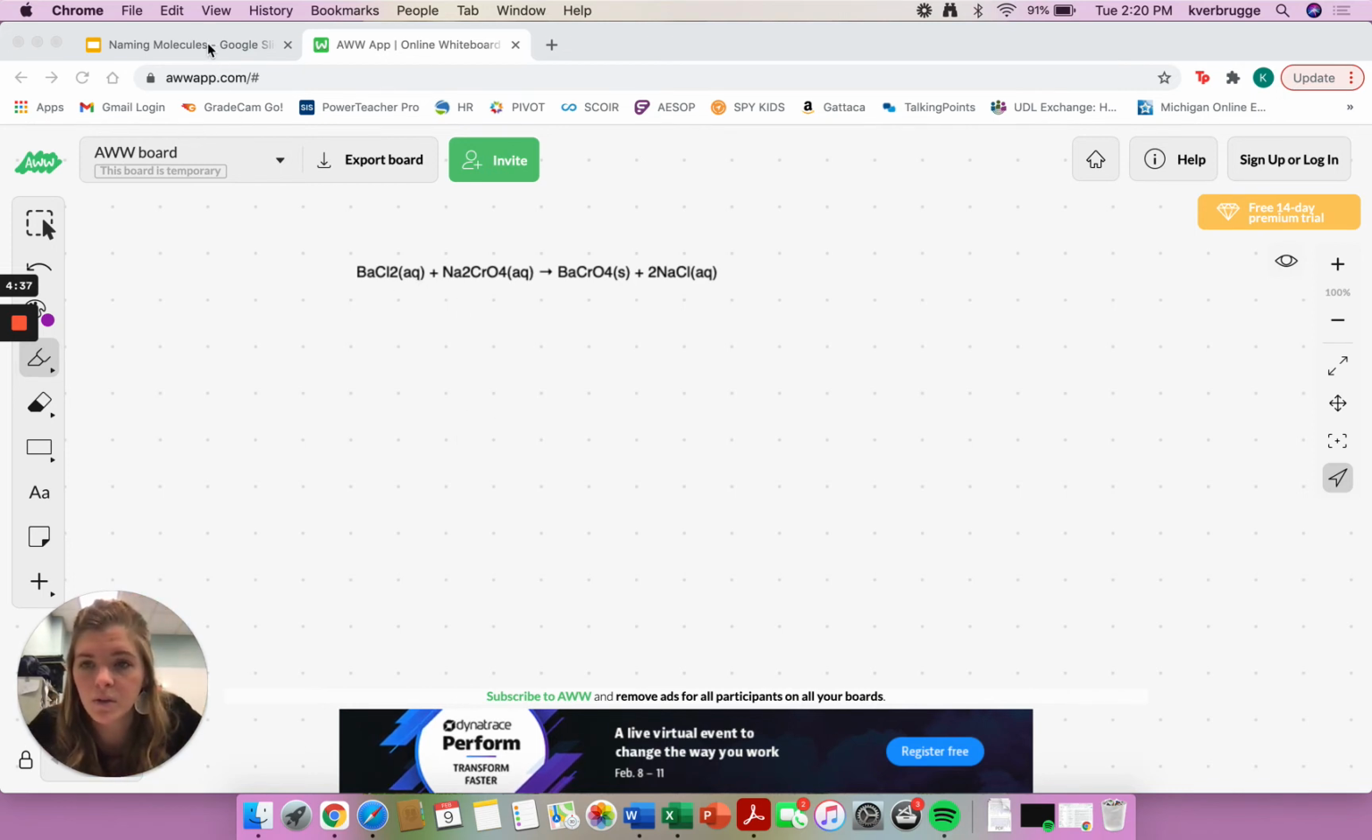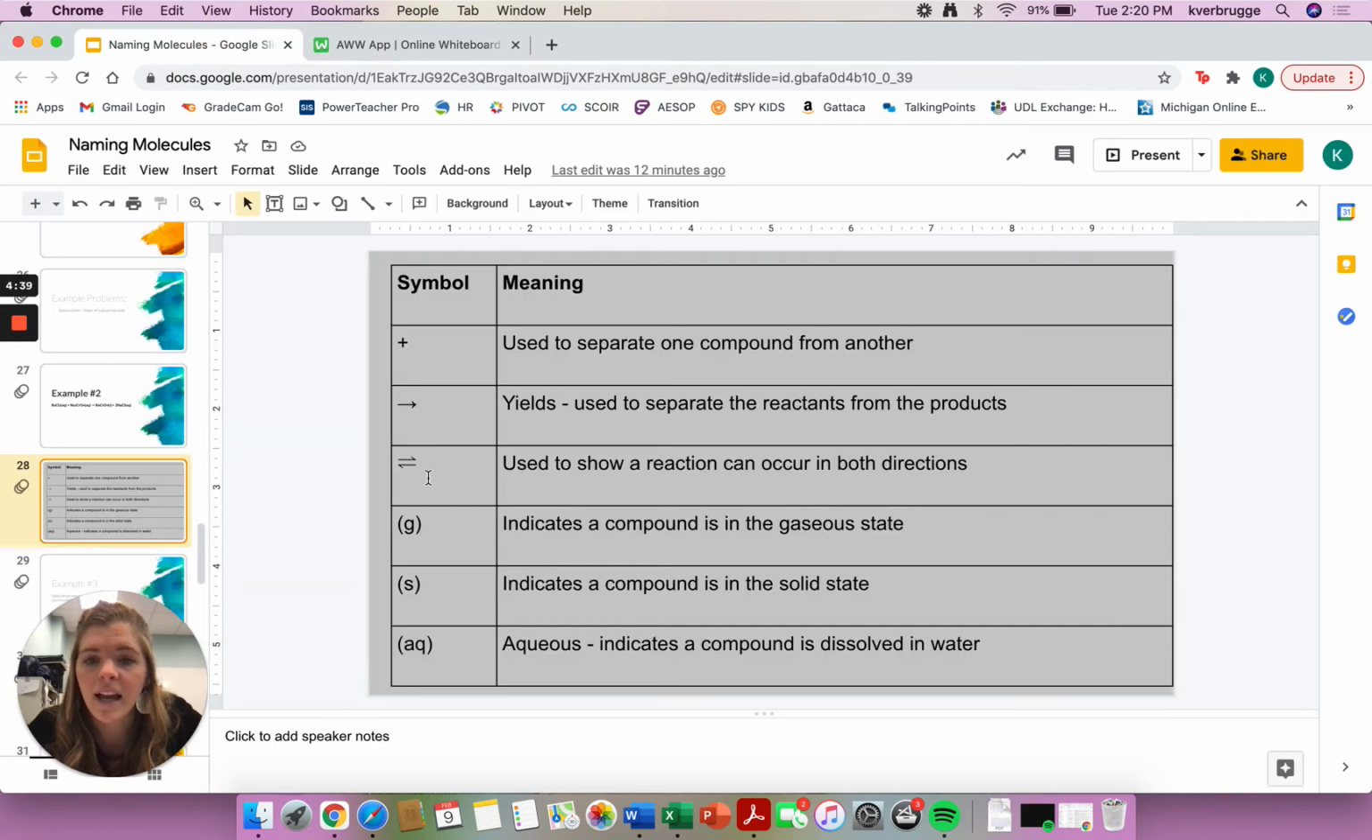So in your notes, as well as on the slide here, I have this big chart. We know that a plus means we're adding two things together. It's used to separate two different compounds. We already talked about the arrow meaning yield, so it's used to separate the reactants from the products. Remember, the reactants are what are going in and products are coming out.